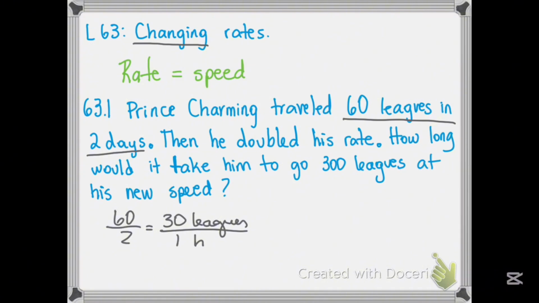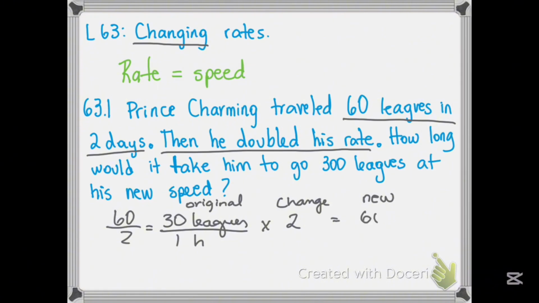Then he doubled his rate. So how do we double the rate? This is the original. Let's put here, original. And then there's a change. What is the change in this case? That he doubled. Double means times 2. Okay? Now notice I'm not doing 2 over 2. It's just times 2. And so that means that the new rate is that he's going, instead of 30 leagues in 1 day, he's going 60 leagues in 1 day.